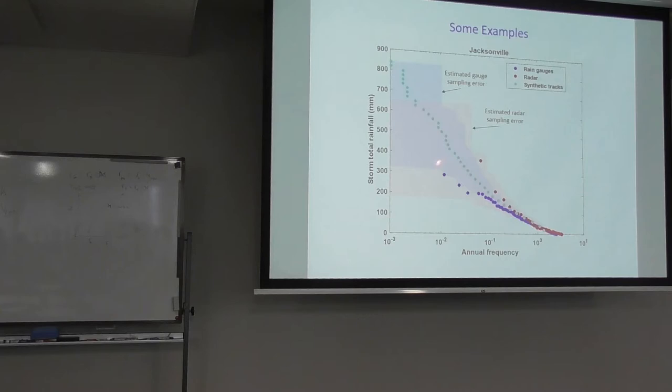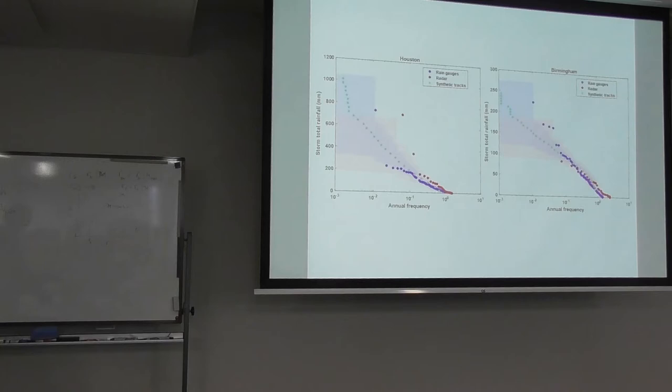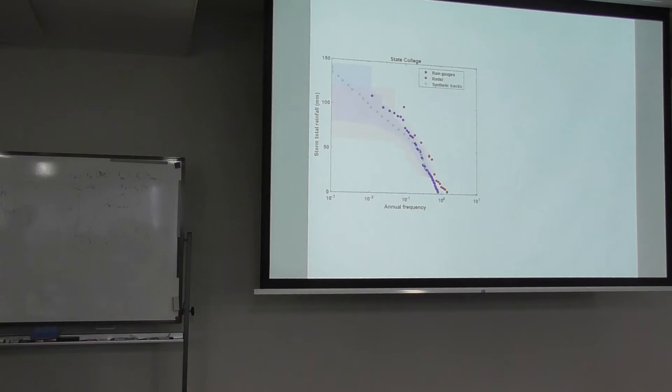And then the shading is an estimate of the sampling error. You sampled from the synthetic events at the rate of the historical events, and that sampling error gets very large as you get to low frequency because you have one or two events. So the sampling error becomes extremely large. The blue shading is for rain gauges, the red is from the radar. So that's Jacksonville, that's Houston, Texas, Birmingham, which is inland in Alabama, so it's 100 kilometers or so from the coast. Those are pretty good, I would say, but here's State College, Pennsylvania.